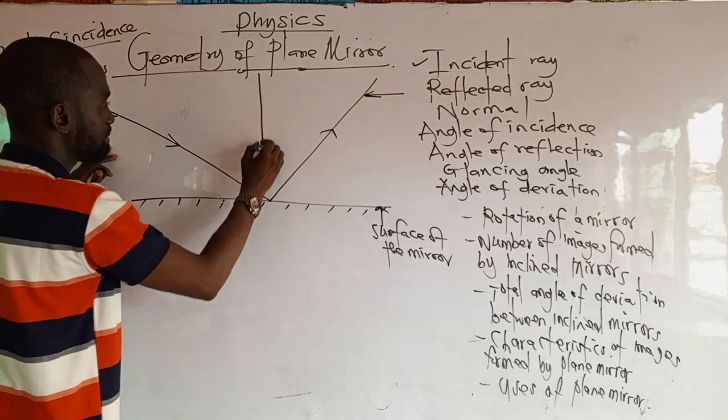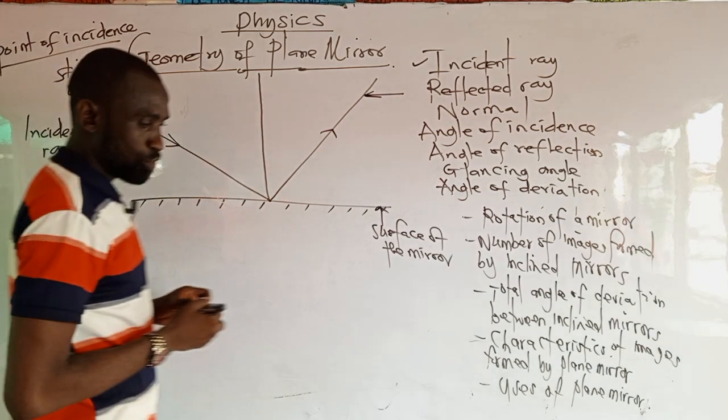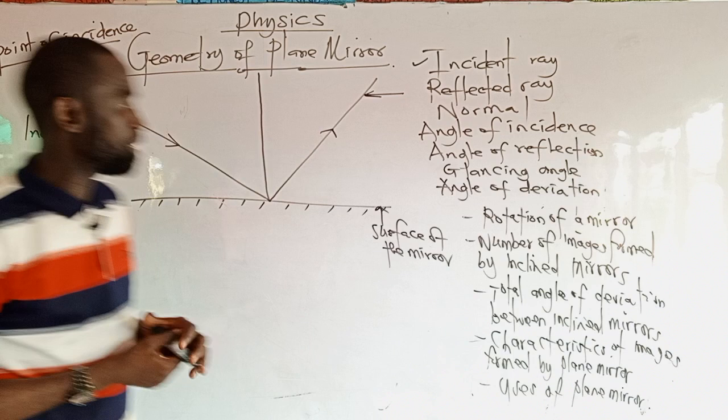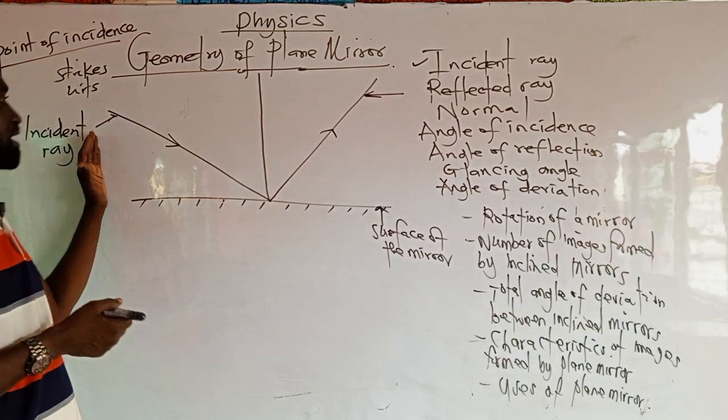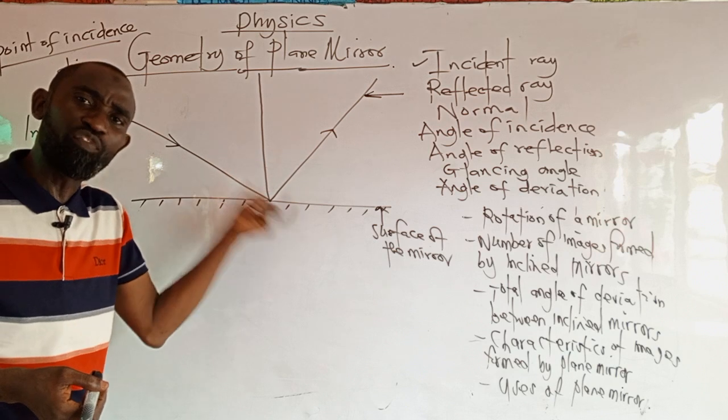We have our normal like this. So this line is what we call the normal. Normal is an imaginary line between the incident ray and the reflected ray. It is drawn perpendicular to the surface of the mirror.